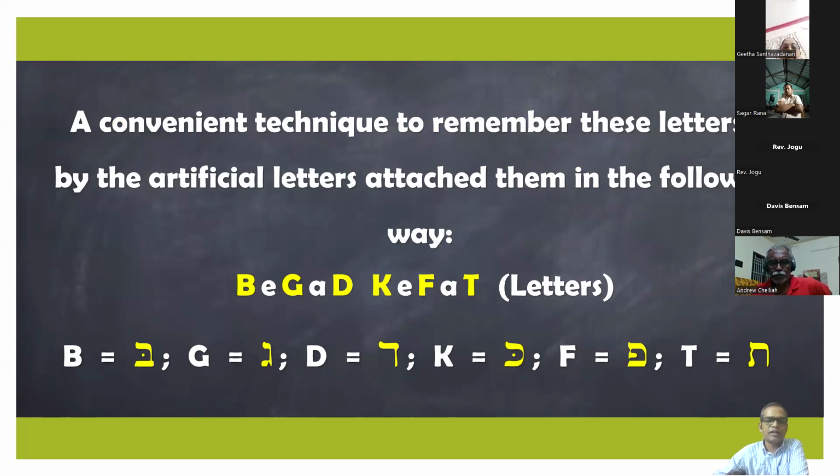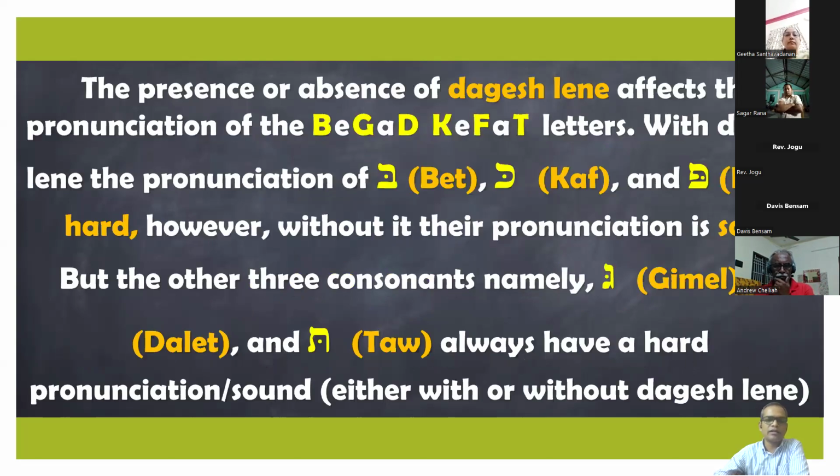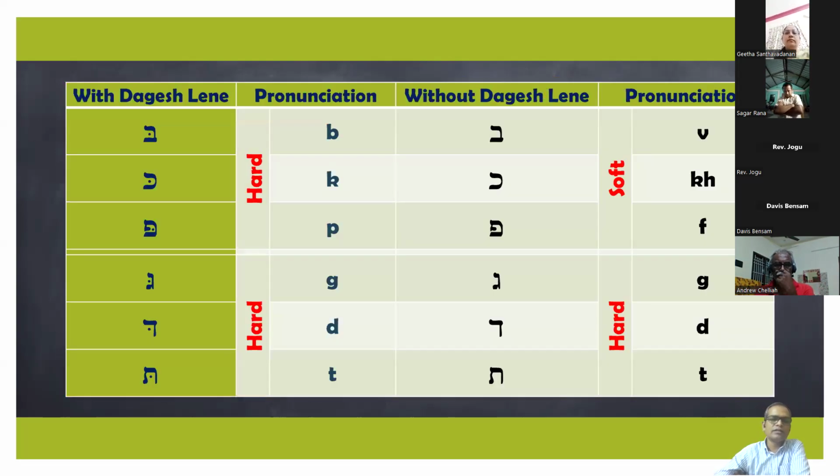So for convenience sake, the grammarians have used the English letters, or so to say the transliteration, and coined the rhyming term Beget Kefat letters. And the third thing is, these Beget Kefat letters with dot and without dot, there are some changes. These changes will take place especially with 3 letters, that is Bet, Kaf and Pe. When they appear with dot, they have hard pronunciation. When they appear without dot, they have soft pronunciation.